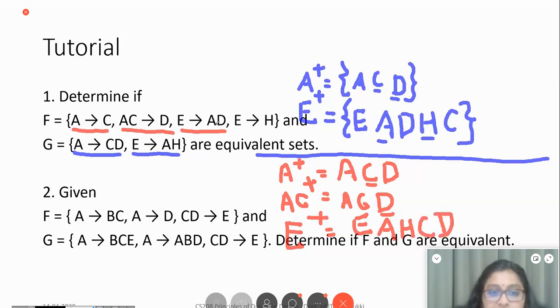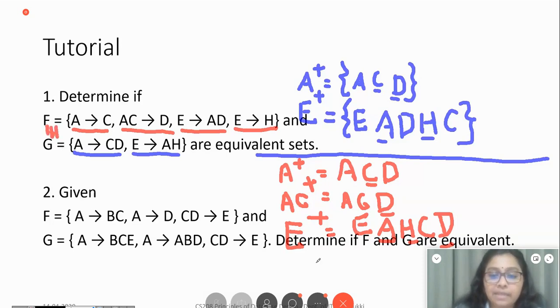Okay, so E determines AD, AM, DM already, attribute closure settled, so this is true, this is covered, and E determines H. So this is also covered. So we have also proved that G covers. Okay. So with this, we proved that F covers G, and with this, we proved that G covers F. So we say that F and G are functionally equivalent in this example.